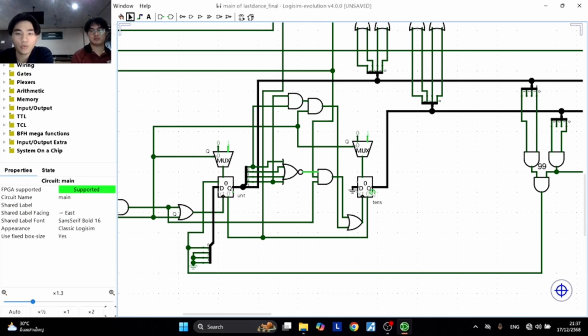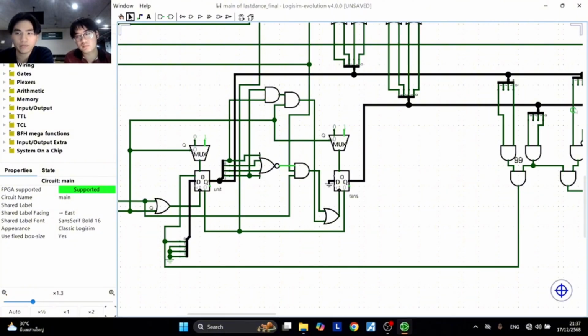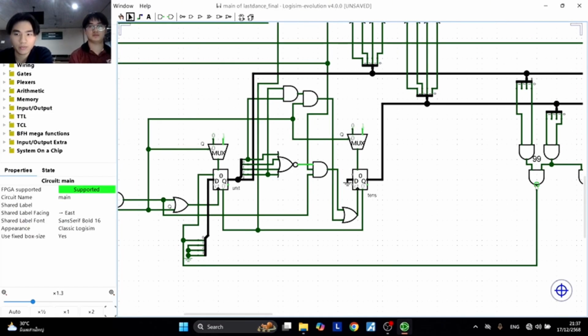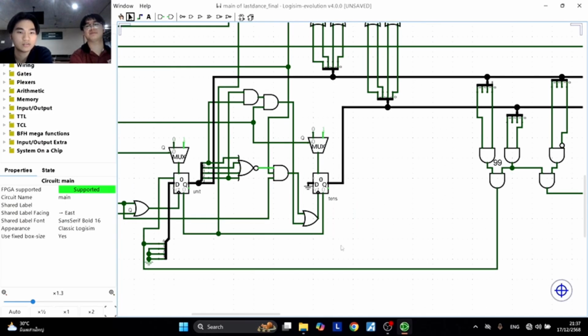Of course. And when the unit and tens go to 99, right? This is a function that checks whether the value of this waiting number is 99 or not. If it's 99, it will give 99 bits or value into this load and make it 0, 1 again.